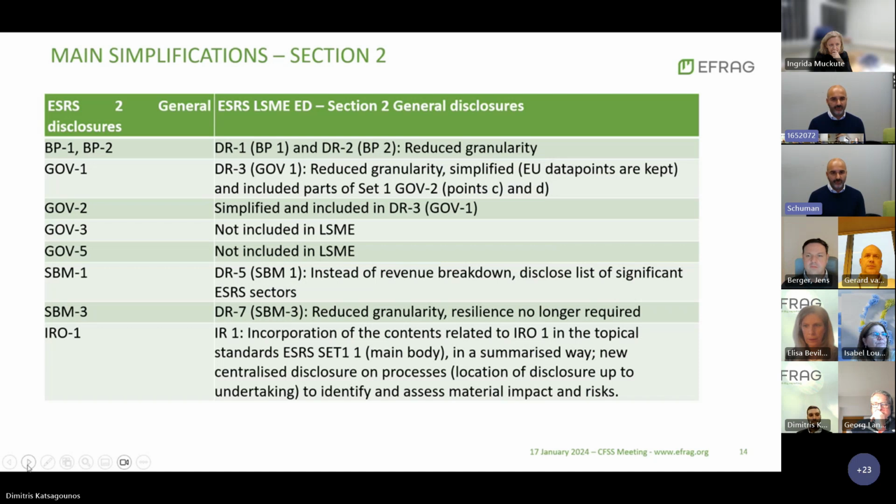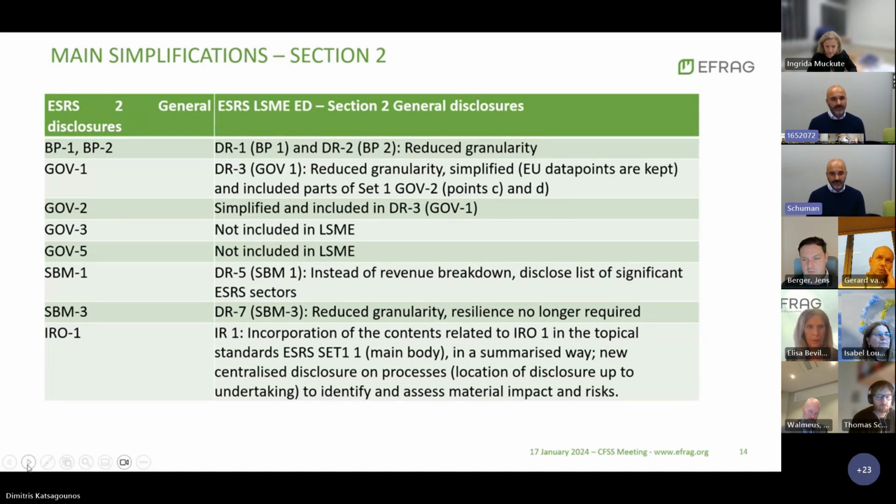In relation to section 2, as you can see, we have simplified the DR related to the presentation of BP1 and BP2, and we reduced also the granularity. In GOV-1, we reduced the granularity and simplified. We kept only the EU data points, and we included, after some input from the board, also GOV-2, in particular points C and D.